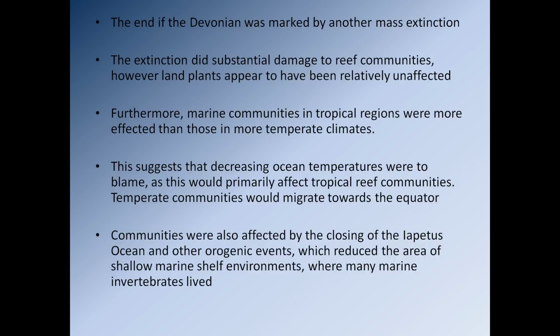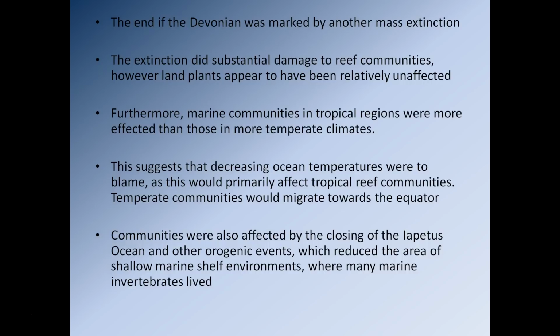So the end of the Devonian was marked by another mass extinction. This extinction did substantial damage to reef communities. However, land plants appear to have been relatively unaffected. So whatever happened was focused mostly in the oceans. Furthermore, marine communities in tropical regions were more affected than those in more temperate climates. And so this leads to a relatively straightforward conclusion about what was causing this mass extinction. This suggests that decreasing ocean temperatures were to blame, as this would primarily affect tropical reef communities.